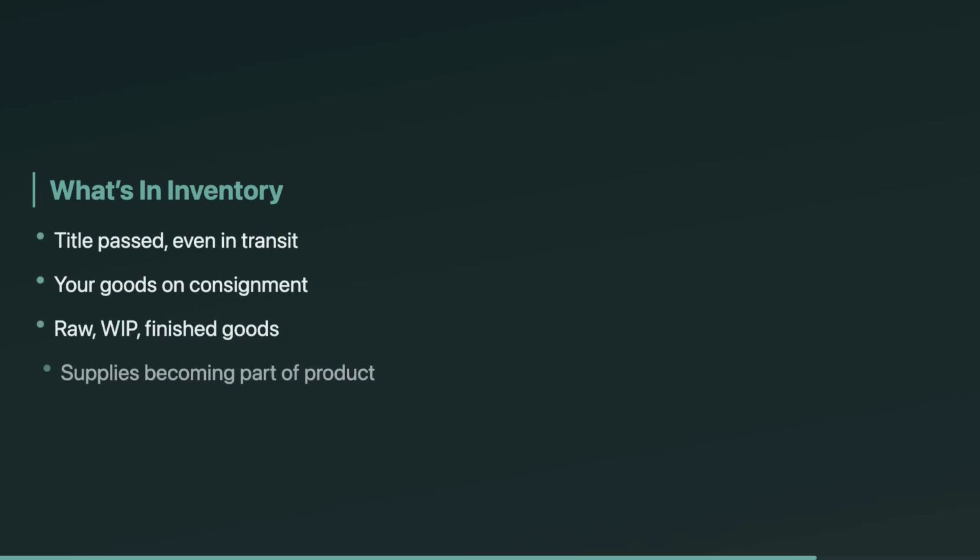Inventory inclusion is about ownership and what's actually part of items held for sale. If title has passed to the taxpayer, it's inventory, even if it's in transit and not physically received yet. Goods you own but have out on consignment are still your inventory. But goods consigned to you are not your inventory because you don't own them. And land, buildings, and equipment are never inventory.